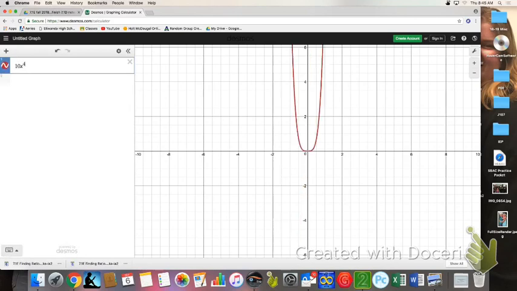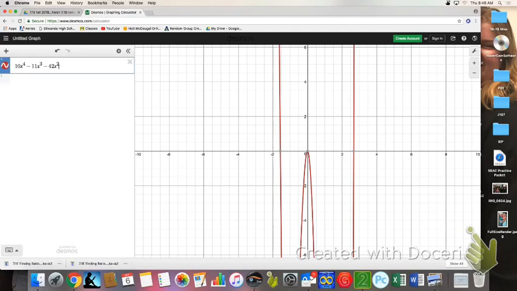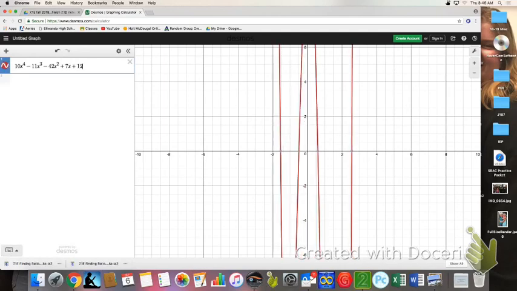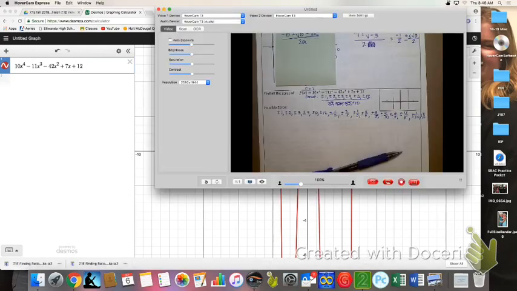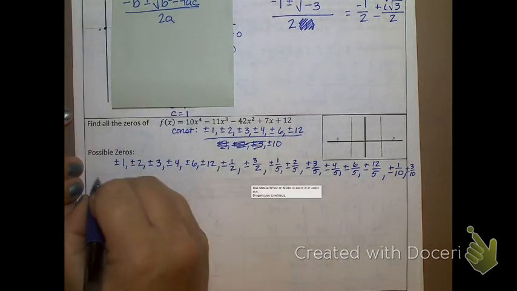10x to the 4th minus 11x to the 3rd minus 42x to the 2nd plus 7x plus 12. Okay. So, 0.6. Do you see that? It says 0.6. What's 0.6 as a fraction? Which one of these fractions is 0.6? 6/10 or 3/5, right? So that's where I'm going to start. So 3/5 is the first one I'm going to try.